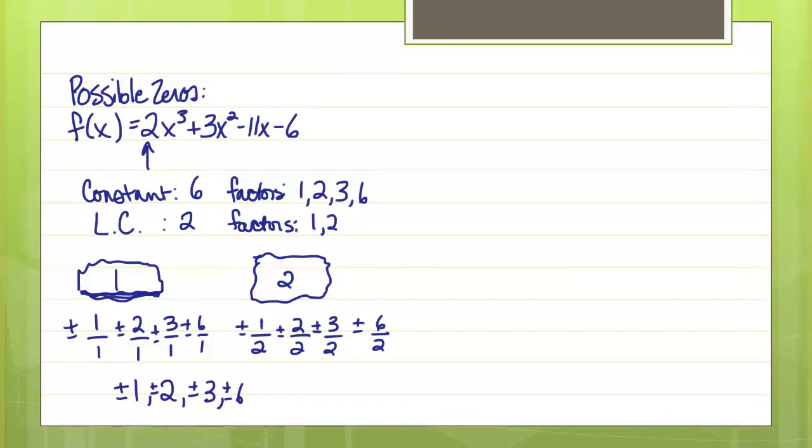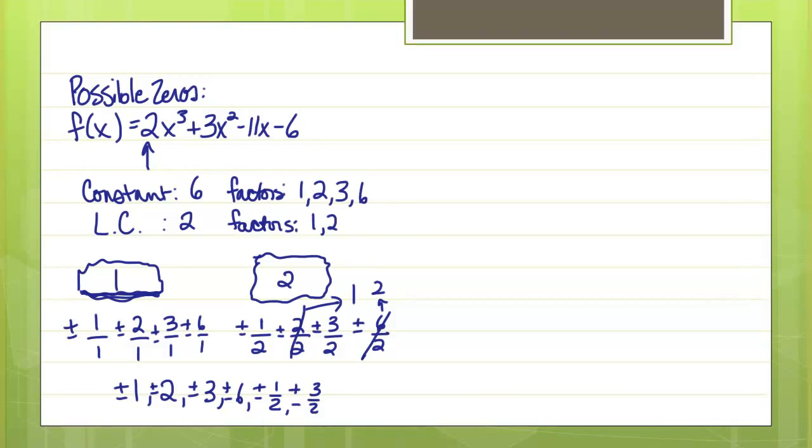6 all over 2. Well, this is just 3. So we already have that covered. This is just 1, so we already have that covered. So the only thing we have to add to our list is positive and negative 1/2 and positive and negative 3/2. So this time we have lots of potential zeros.